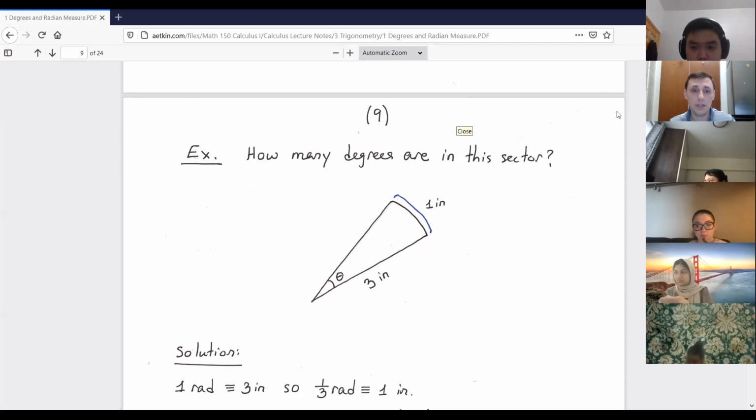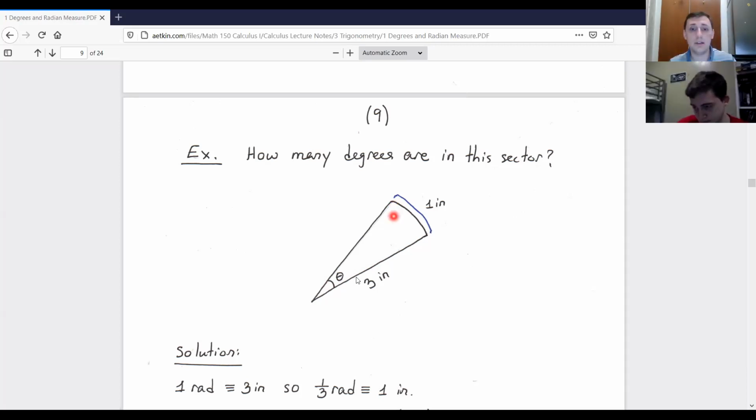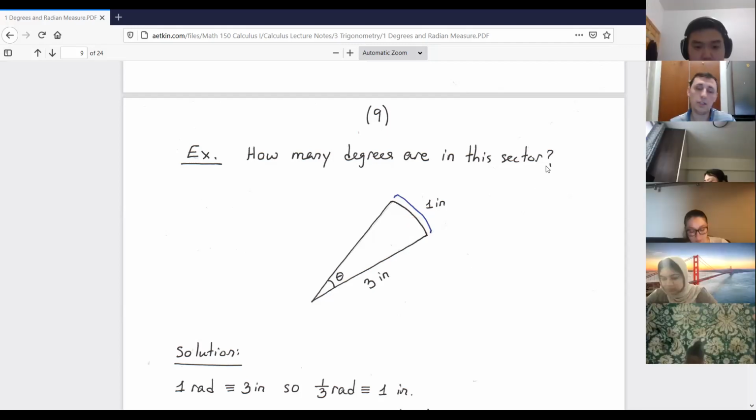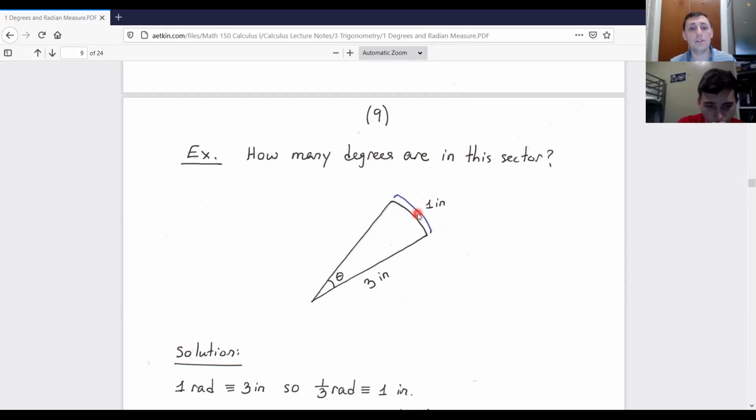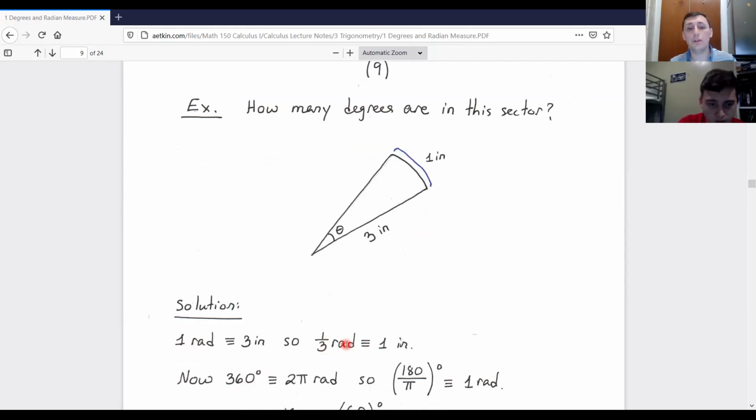Good, 60 over pi, right? Well, so basically, if I convert this, if this is 1 radius, how much is this in terms of radius? This is 1/3 of a radius. Do you agree? If this is 1 radius, then this is 1/3 of a radius. Is that clear? Now, if this is 1/3 of a radius, then I am converting 1/3 radians. So how much is 1/3 radians?